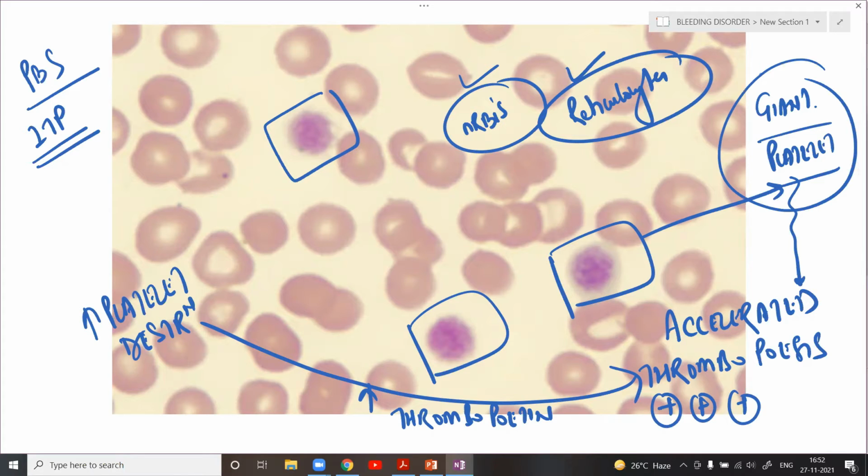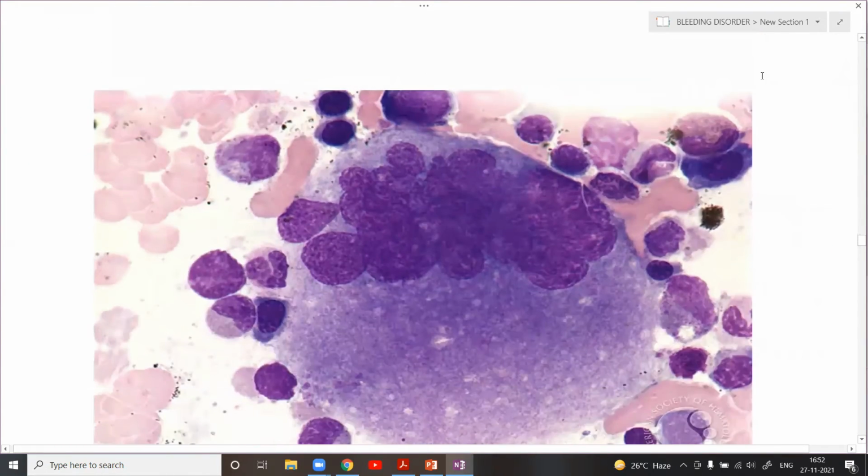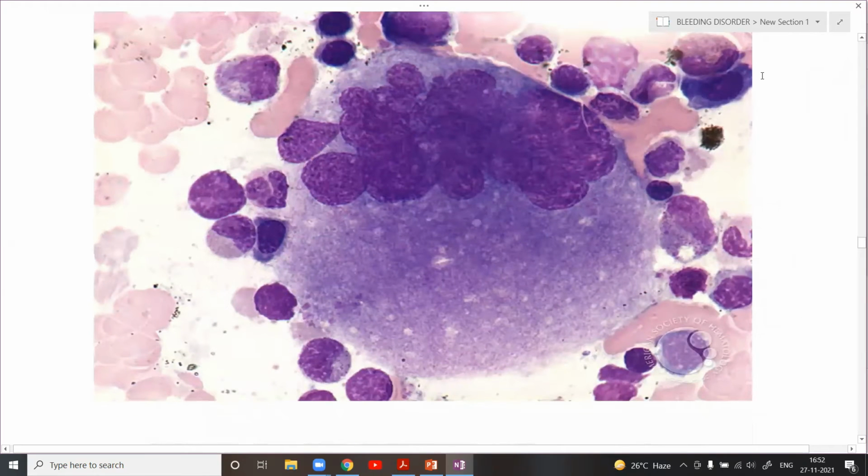Okay. So is this clear to everyone? What is the meaning of giant platelets? If anyone asks you, you can answer now. Okay. Now let us corroborate our findings over here. So what is this? First of all, tell me, what is this sample that I have shown you? It is a bone marrow aspirate.